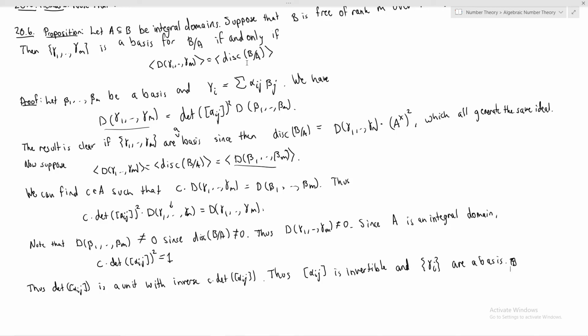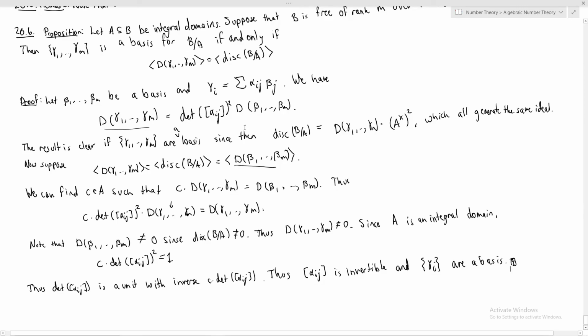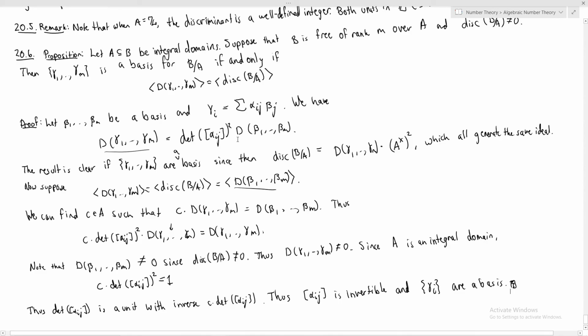And if this makes no sense, don't worry, because we'll do it in more detail in the future. But yeah, so this is the introduction to discriminants, and then we'll talk more about it in the setting of number fields and over Z in the next lecture.